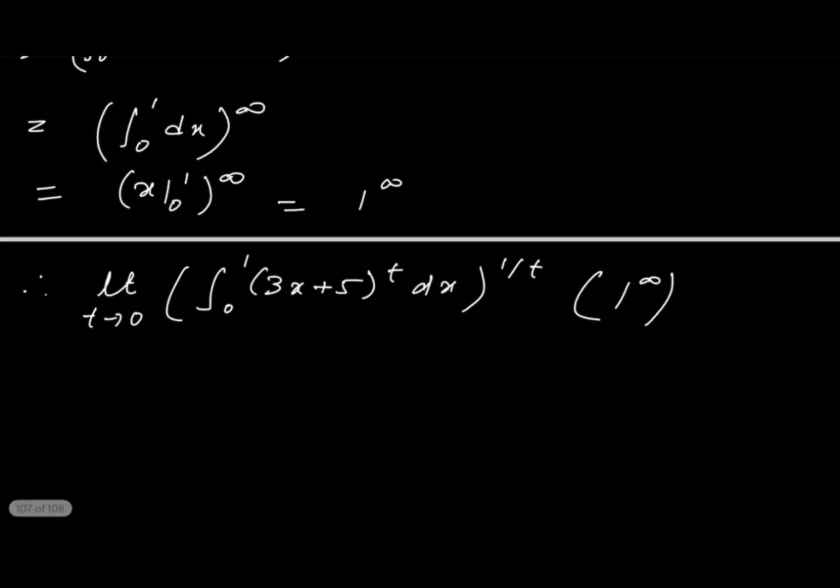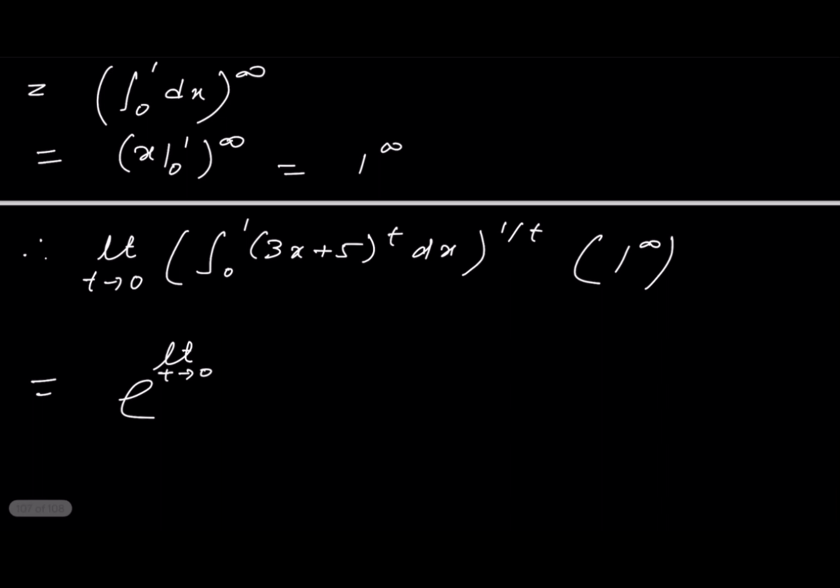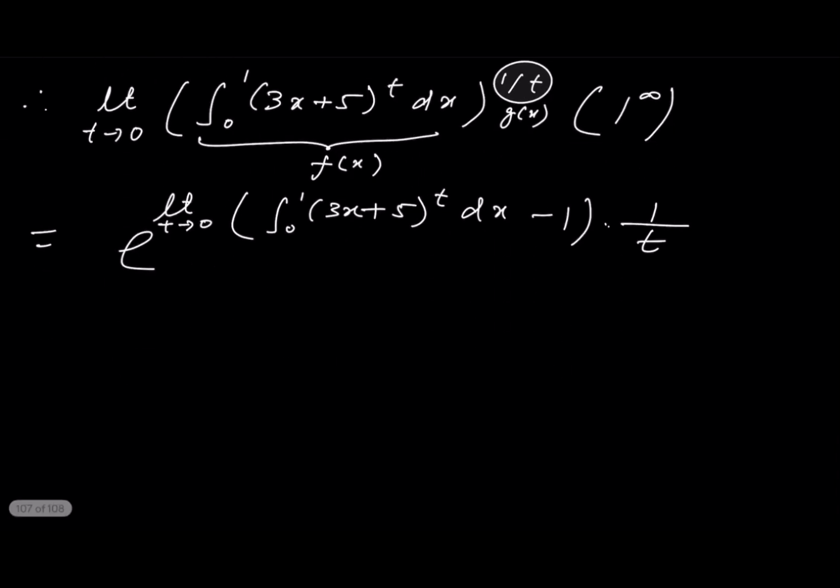In this form, what we generally do is write this as e to the power limit (fx minus 1) into gx. fx is the argument inside the bracket, so inside the bracket is this. This is fx, so fx minus 1 into gx, and this whole exponent is gx. Now we have to find the integral. This is nothing but the (px plus q) to the power n type.